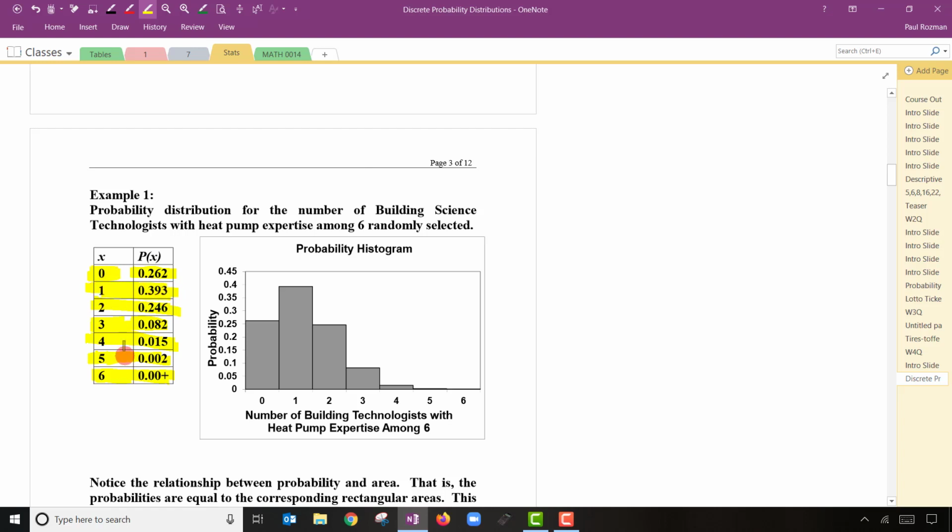So I kept track of all the possibilities. This is everything that can happen. 0 out of 6, 1 out of 6, 2 out of 6, up to 6 out of 6, and these are their associated probabilities. If I add all these probabilities up, I have to get 100% because these are the only possibilities. So these things have to cover everything that could happen.